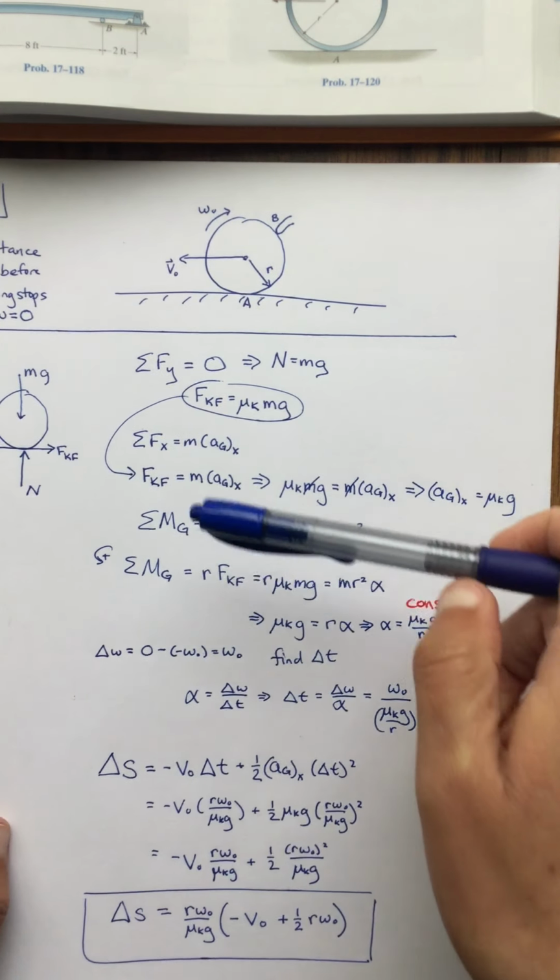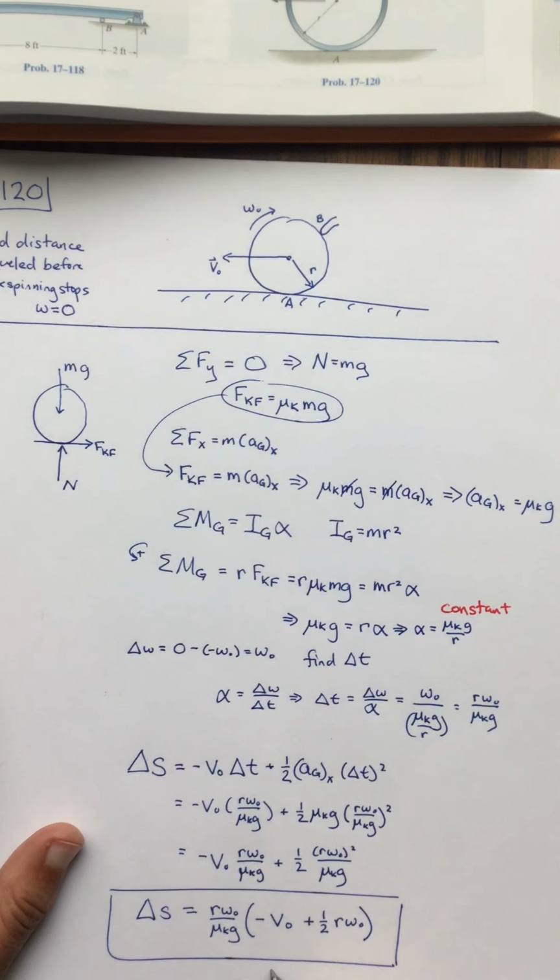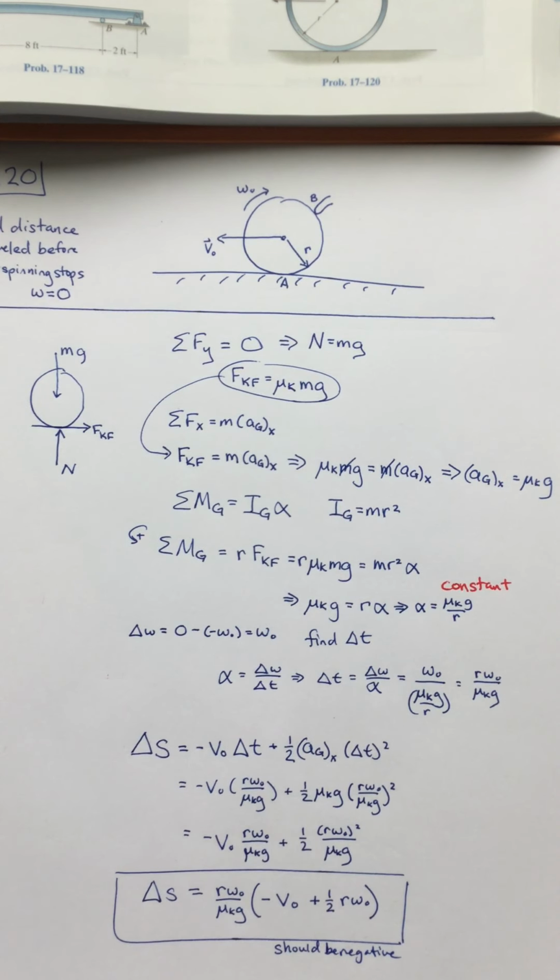Because we said to the right was positive and the ring is moving to the left, this should come out negative, since it is moving to the left. And that concludes the solution for problem 120.